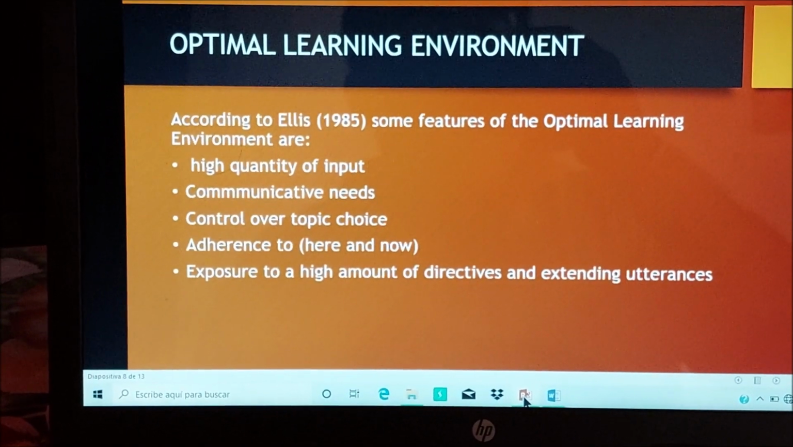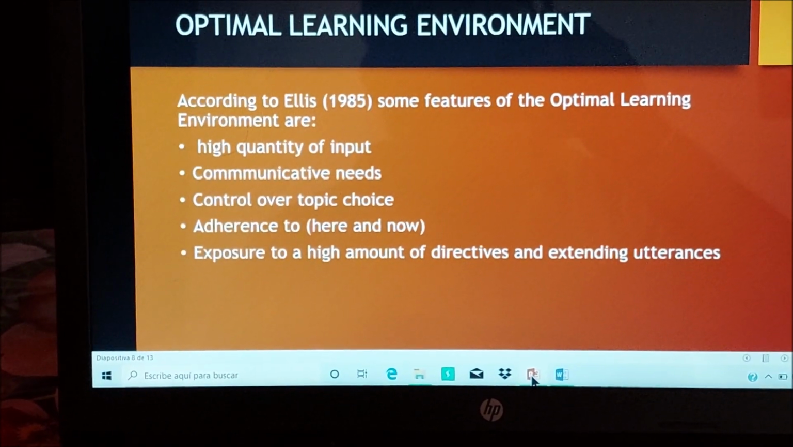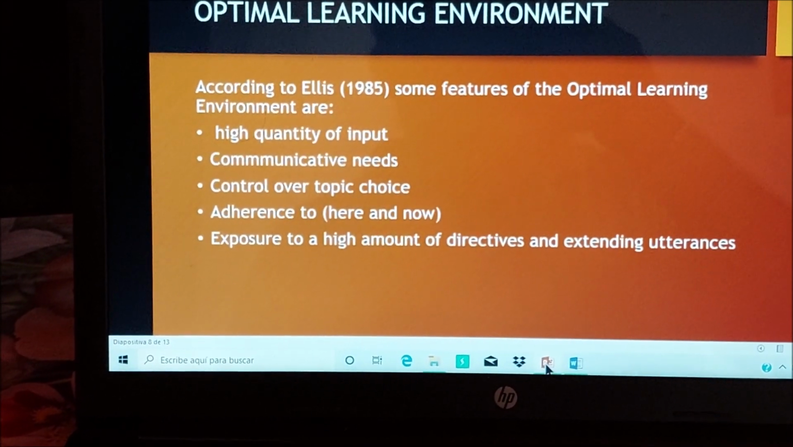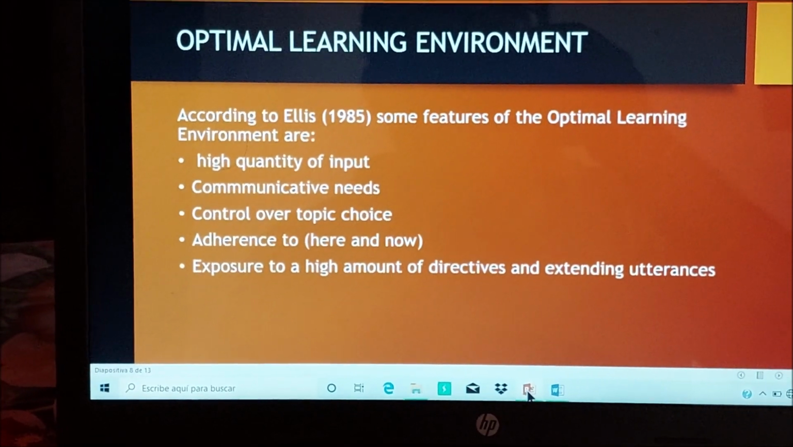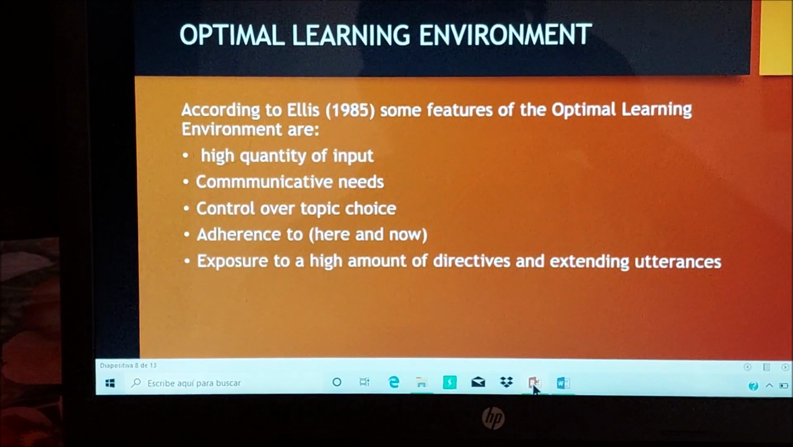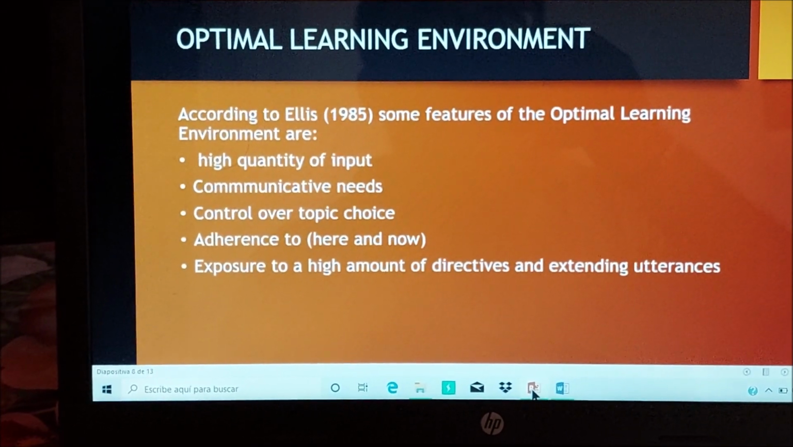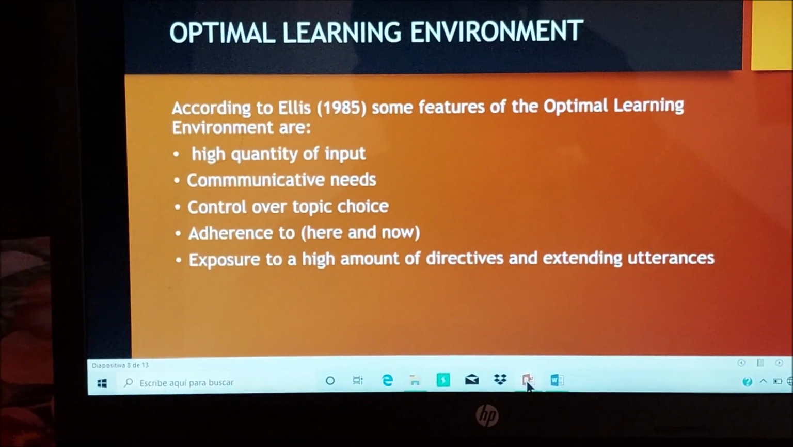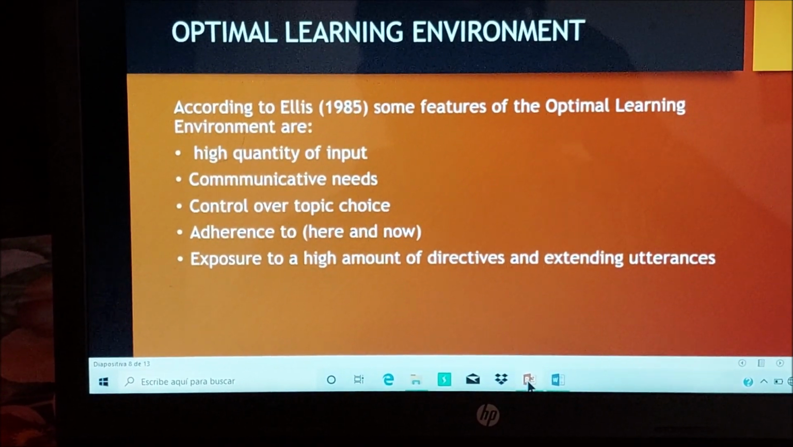The communicative needs is related to taking into account the learner's needs. Control over topic refers to you as a teacher needing to be a guide in your classroom, because you are the facilitator, right, and you need to control the behavior of your students.